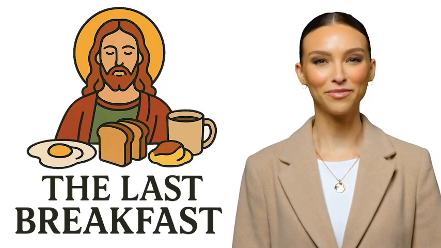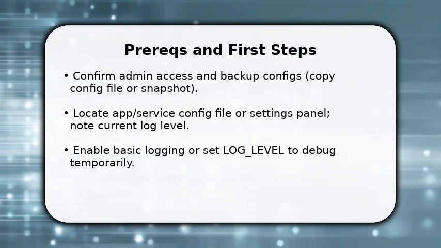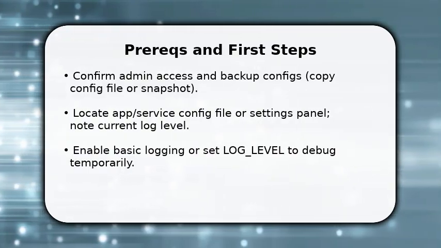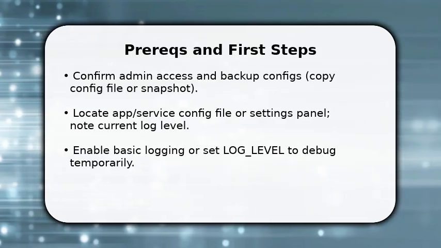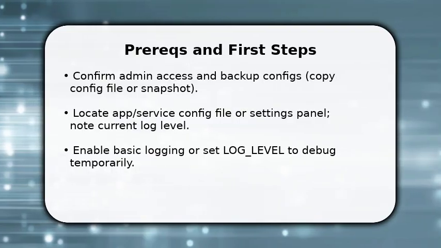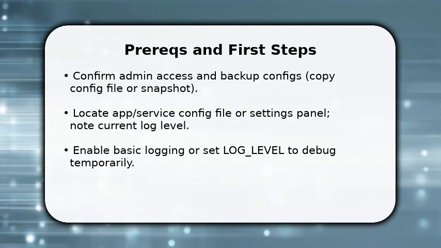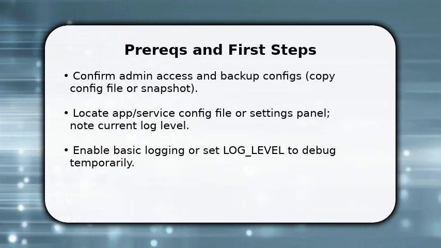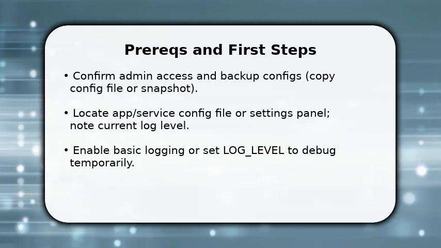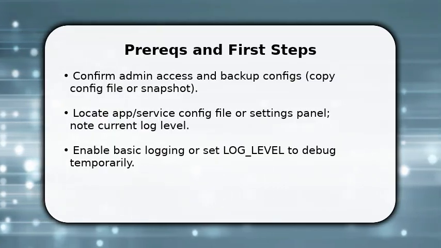Please enjoy the video. You start by confirming you have administrative rights and a safe backup, because debug mode can expose data and change behavior. Once confirmed, open the application's config file or settings panel and locate the logging or debug flag. Change the log level to debug or set the debug boolean to true, make a timestamped copy of the original file, and restart the service if required.